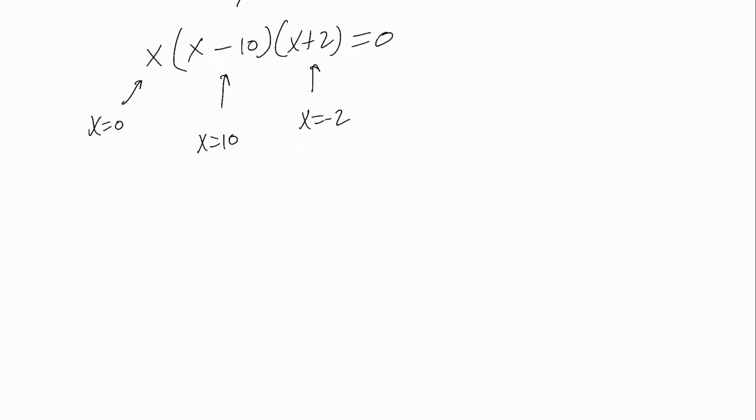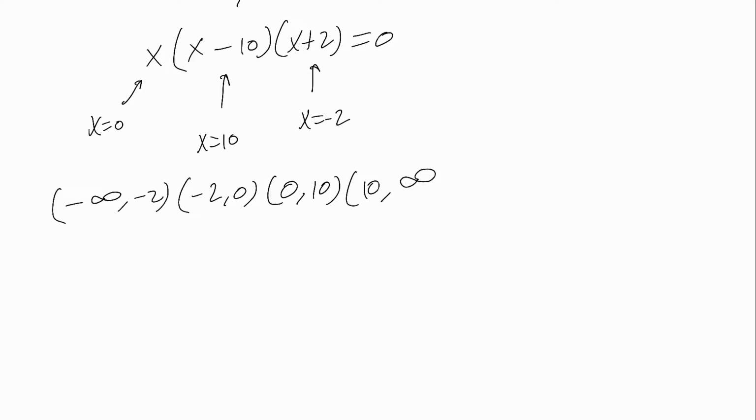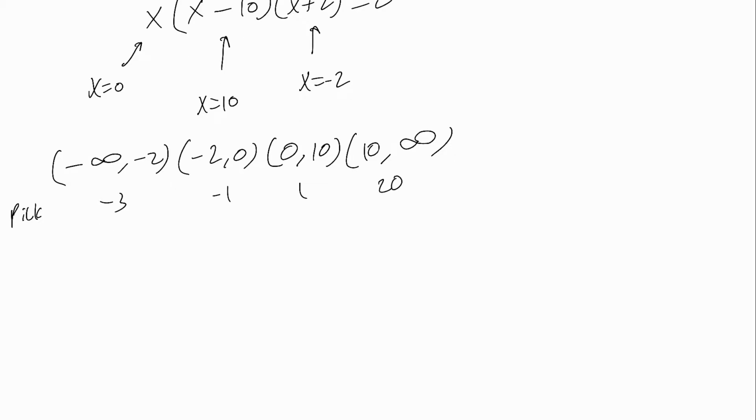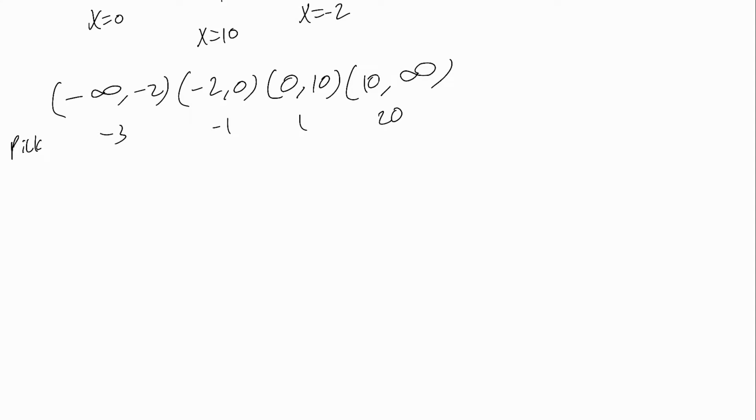With this in mind, we get the following intervals. We get an interval from minus infinity to minus 2, from minus 2 to 0, from 0 to 10, and from 10 to infinity. And now we're going to pick a number out of each of these. So I'll pick minus 3, minus 1, 1, and 20, I guess. And we're going to plug these into the first derivative. And that's going to tell us if the function is increasing or decreasing on these intervals.